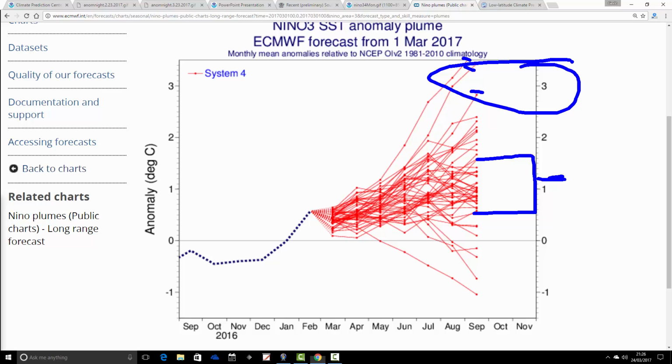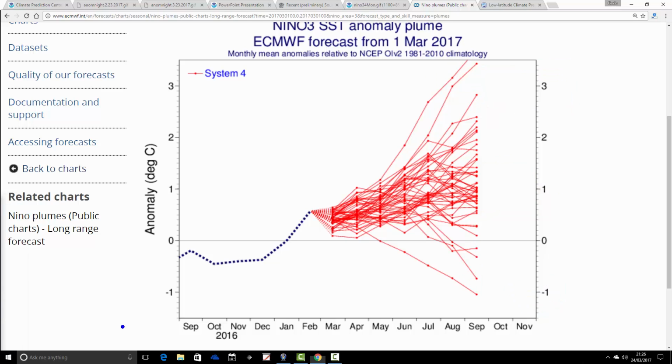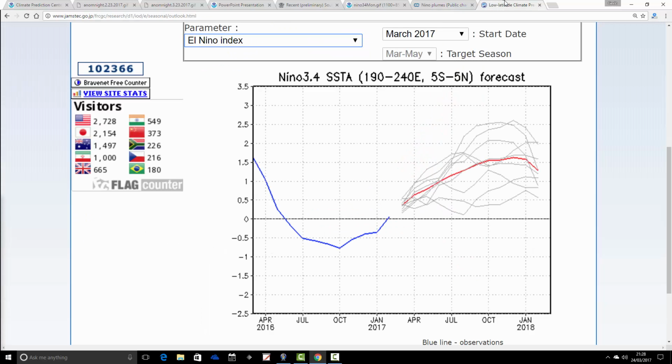And interestingly, same as with CFS V2, there are a few outlier members that are keeping things in ENSO neutral territory. Even one or two are going into La Nina territory down here. I do think we could discount La Nina for 2017, 2018. I think it'll either be ENSO neutral on the warmer side, or it will be an El Nino event. I'll be very, very surprised if we were to go back to La Nina. So again, CFS V2 and ECMWF very much in line with one another, forecasting a moderate El Nino to be in place by around the end of the summer and into the autumn.